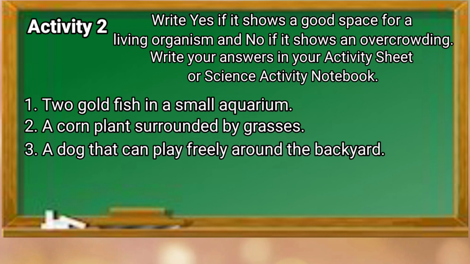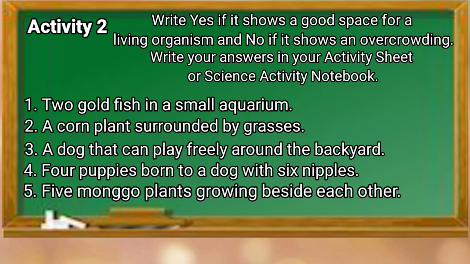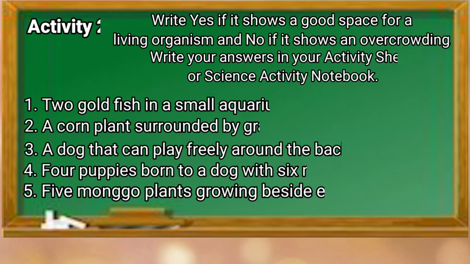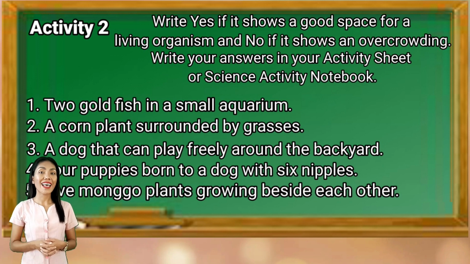Third, a dog that can play freely around the backyard. Fourth, four puppies born to a dog with 6 nipples. Fifth, 5 mango plants growing beside each other. You only have 5 minutes to answer. Your time starts now.